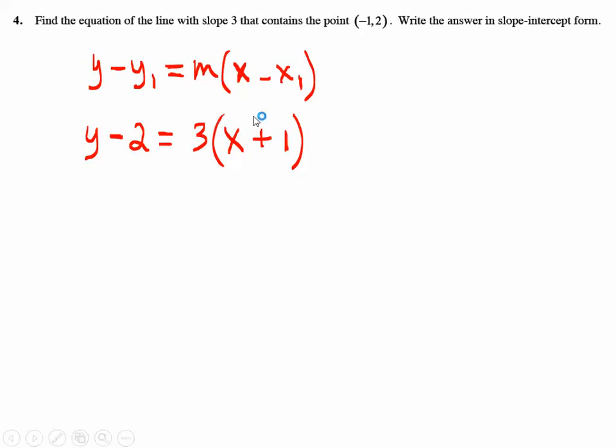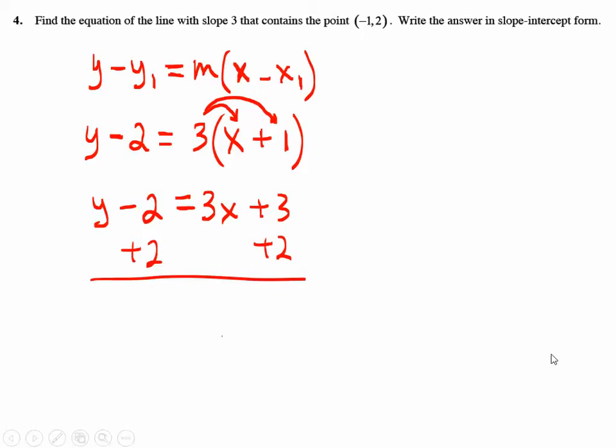You distribute the 3 times x and 3 times 1, and then we do whatever we need to do here. Add or subtract. In this case we're going to add 2 to both sides. And we solved it for y. That is slope-intercept form. Real cool.